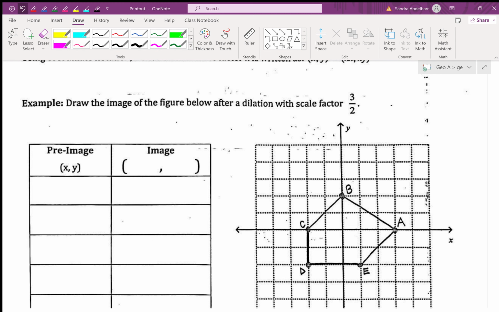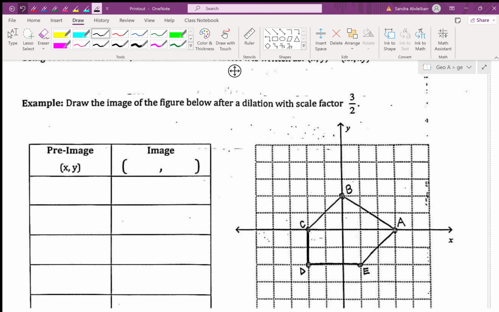So if you perform this dilation and all of a sudden your new image is smaller, you know you did something wrong, right? So it's going to be the same. How many sides is this? 1, 2, 3, 4, 5. All right, it's going to be the same pentagon. It's just going to be a bigger pentagon.